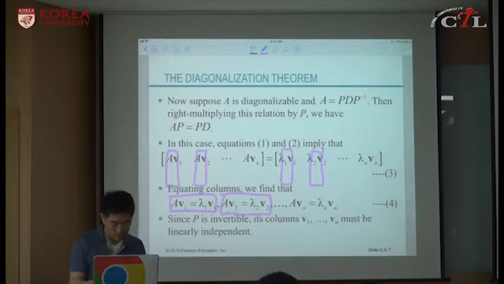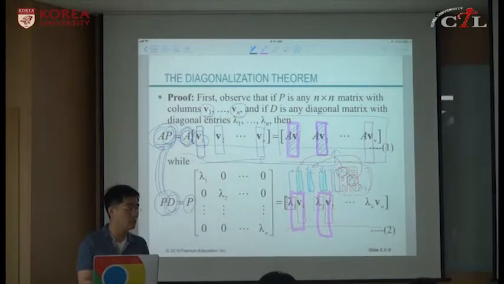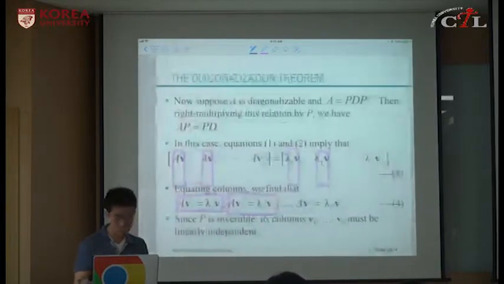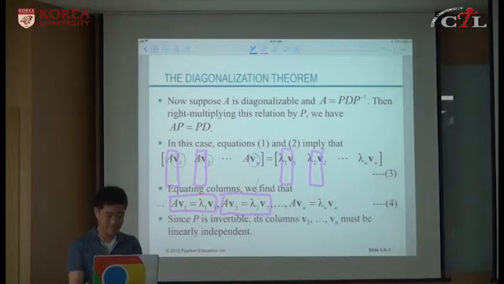So what were these vectors v1 through vn? We simply defined or denoted them as the columns of matrix P, right? We didn't impose any assumption about the matrix P. But in order to satisfy this equation AP equals PD, that will give this column-wise equation that is just the same as the eigenvalue and eigenvector equation, right? Okay, so in conclusion, your vectors V1, V2, and so on should be eigenvectors, right?